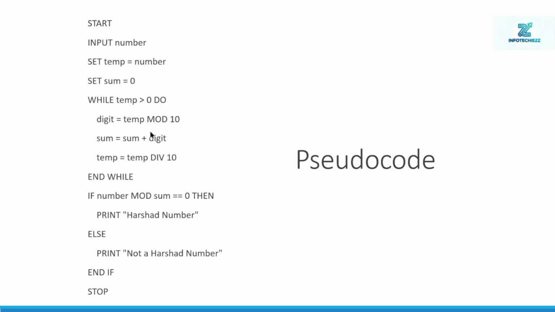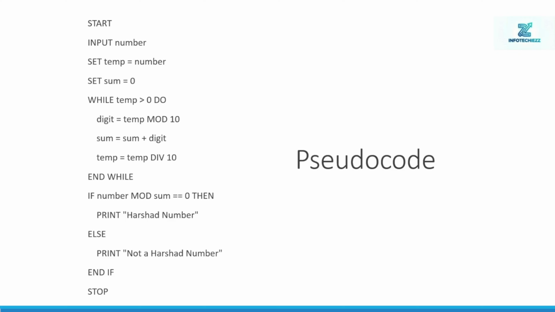After the while loop ends, you will get the sum of digits. And in an if condition, you have to check if my number modulo sum is equal to 0, then that is a Harshad number. Otherwise, that is not a Harshad number.